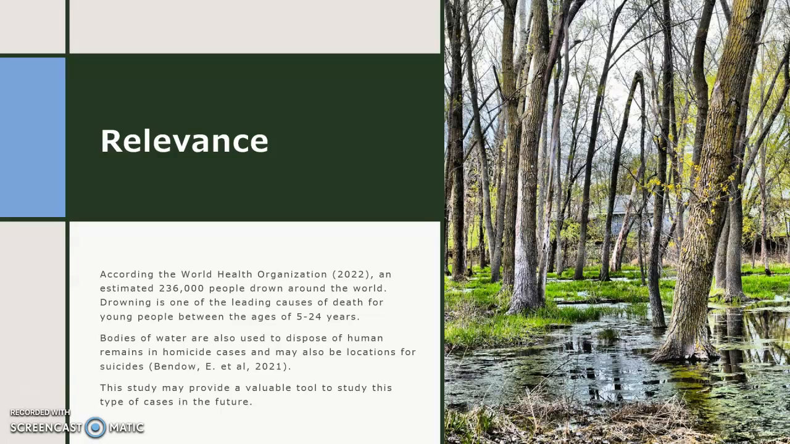Also, as we sometimes can see in movies or shows, but it happens in real life, bodies of water have been used to dispose of human remains after a homicide. Or sometimes, unfortunately, some people choose them as a location to commit suicide. So this study can provide a valuable tool to understand what happened in these types of cases in the future.